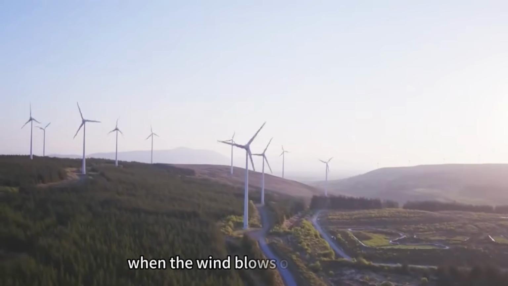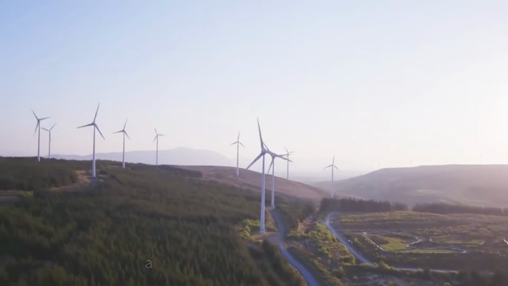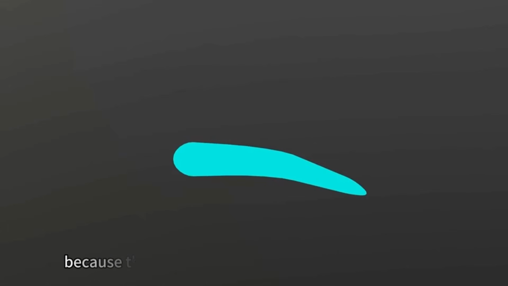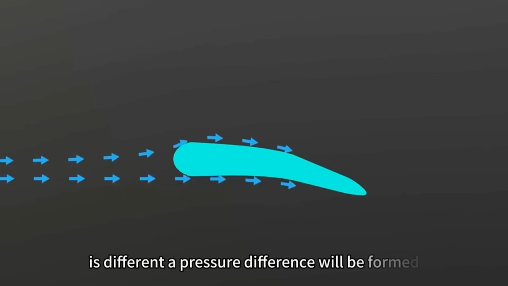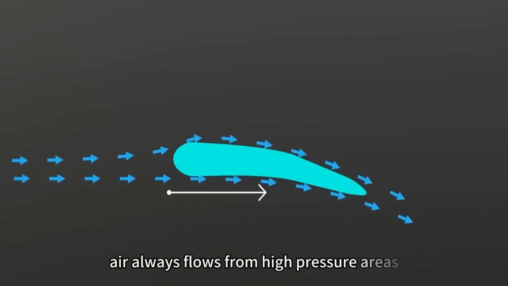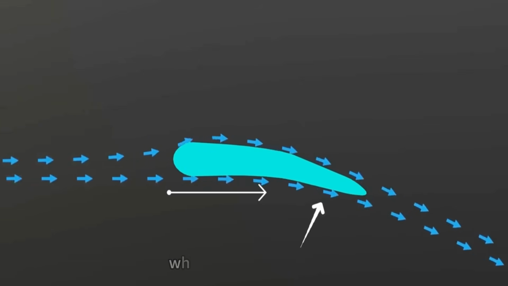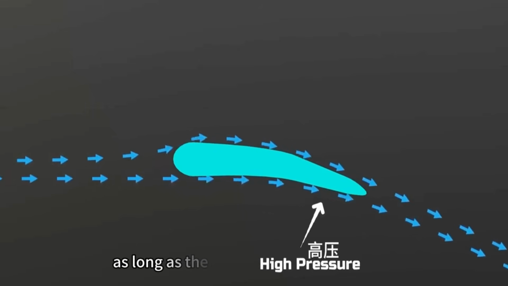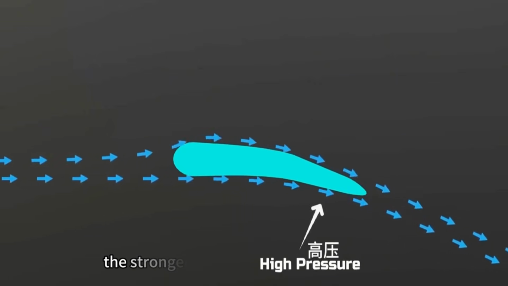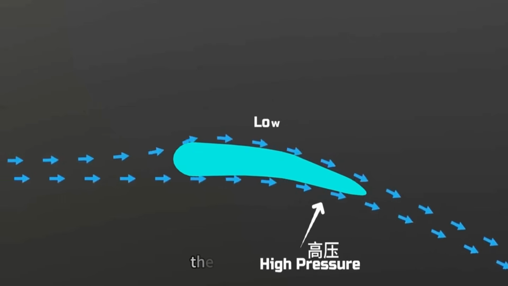When the wind blows over the blade, air flows through the upper and lower surfaces of the blade. Because the shape and angle of the blade are different, the airflow speed on the upper and lower sides is different. A pressure difference will be formed. Air always flows from high pressure areas to low pressure areas. This pressure difference creates an upward force, which is what we call lift. As long as the blade angle is appropriate, the stronger the wind, the faster the airflow, the greater the lift.